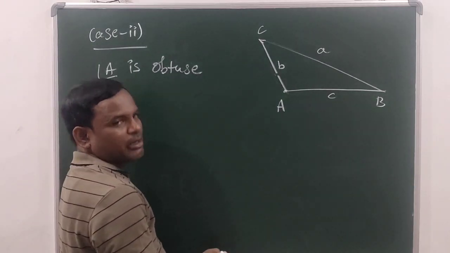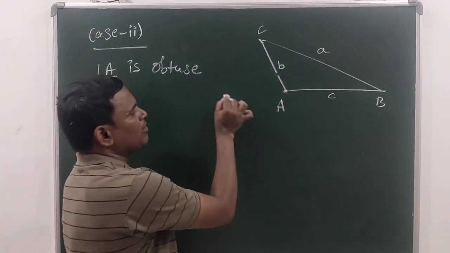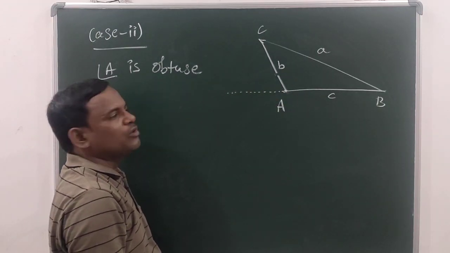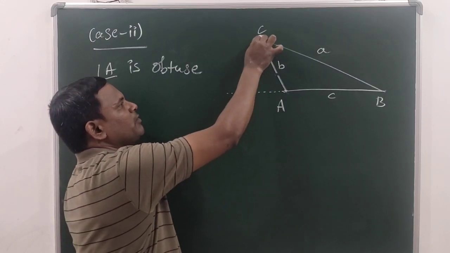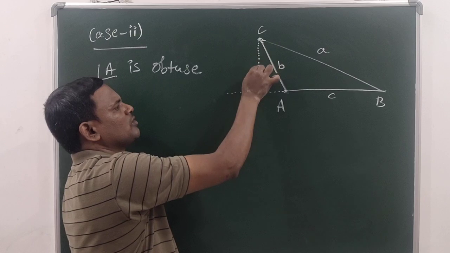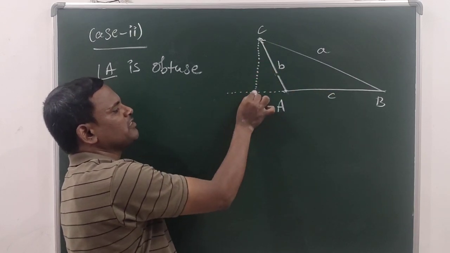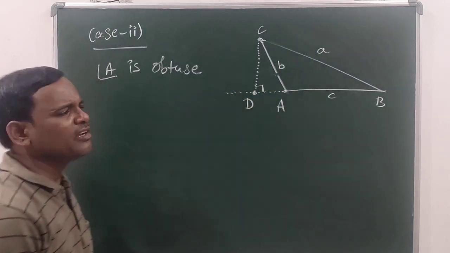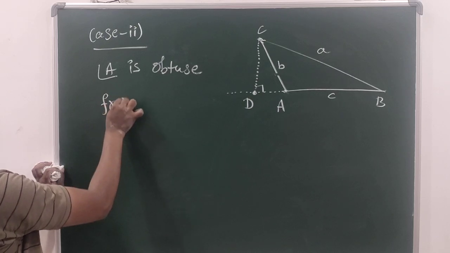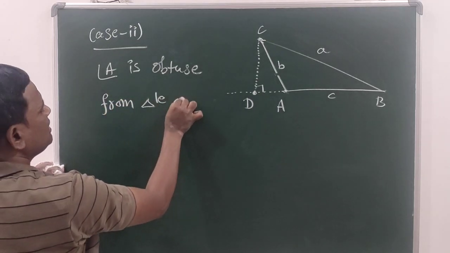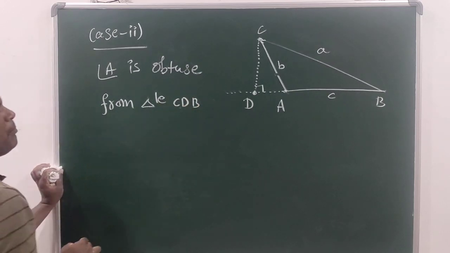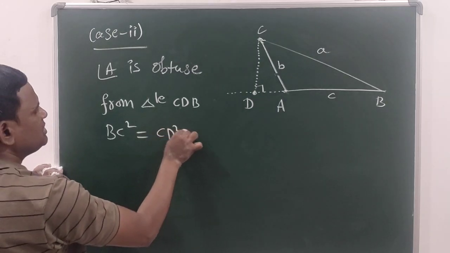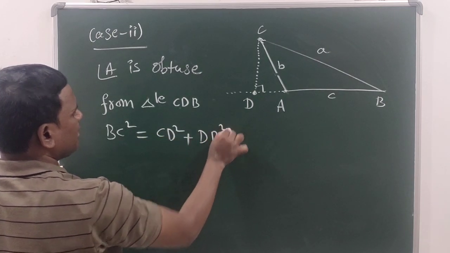Hereafter, see students, what I am doing, observe me. This BA, now I would like to extend. BA I have extended. On this extension, drop a perpendicular from C, which meets this extension at somewhere, let it be D. Now this is 90 degrees. Now from triangle CDB, apply the Pythagoras theorem. So hypotenuse BC square is equal to CD square plus DB square.